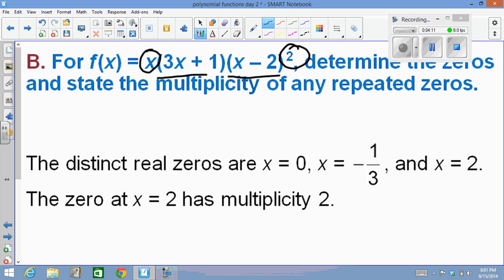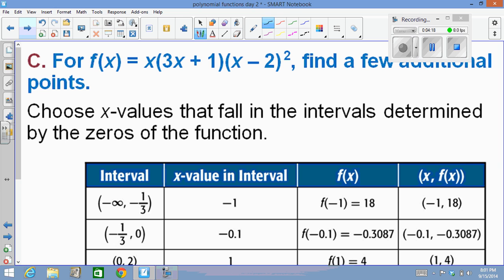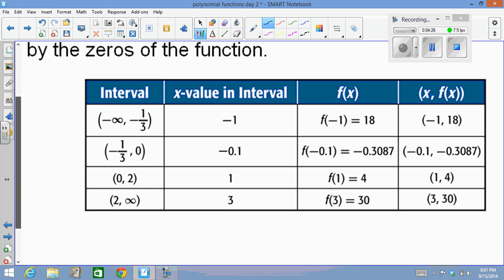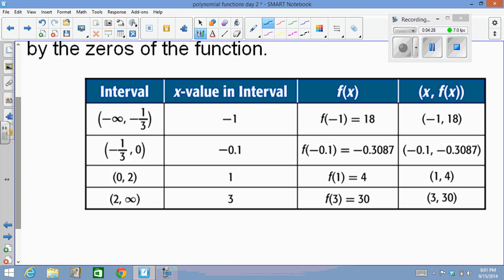Now, if I take that same question to the next step, it would be, well, what's the graph going to look like? In order to figure out what the graph's going to look like, I'm going to have to get some more points. So I can create a table. So there's my table. I can pick different points that are in different intervals of my graph.